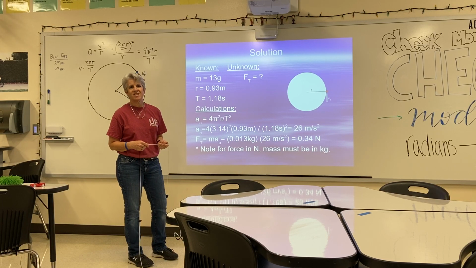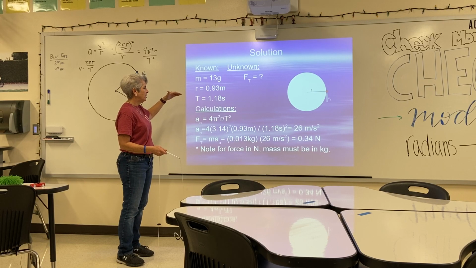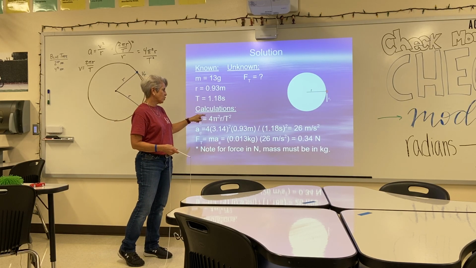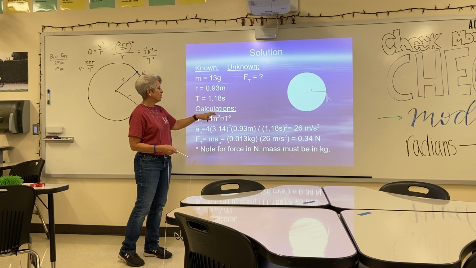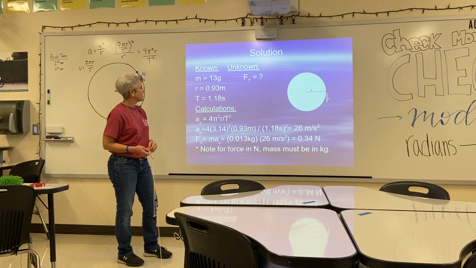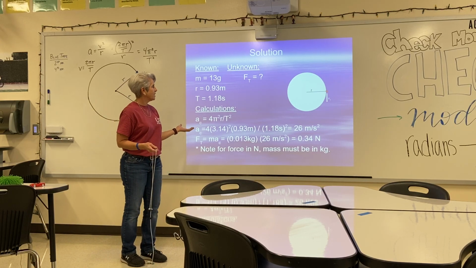Nope, they didn't give me the velocity either. What did they give me? They gave me the radius and the period. So this is where I can use the centripetal acceleration is 4 pi squared times the radius divided by the period squared. If I do that, and all of my units are correct, I end up with an acceleration of 26 meters per second squared. Then I multiply that by the mass.